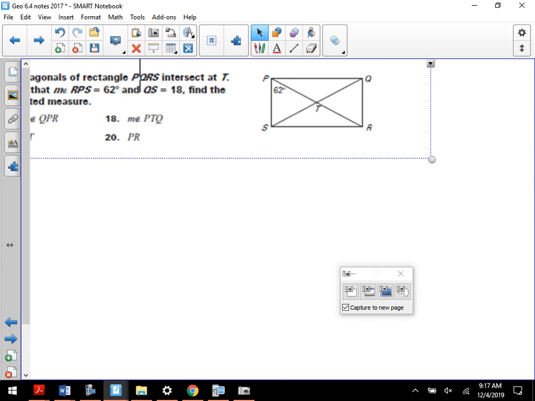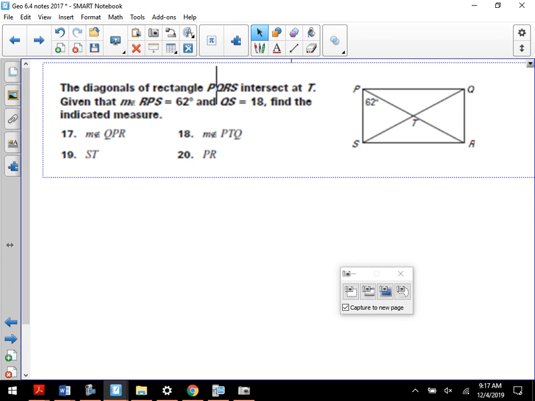All right. Rectangle PQRS, and they intersect at T, and they give you RPS at 62, and QS, the whole diagonal, at 18. So if the whole diagonal is 18 at QS, the other whole diagonal, PR, has to be how much? 18. Now remember, the diagonals always get bisected because it's a parallelogram. So if the whole chunk is 18, what is each individual piece? 9.